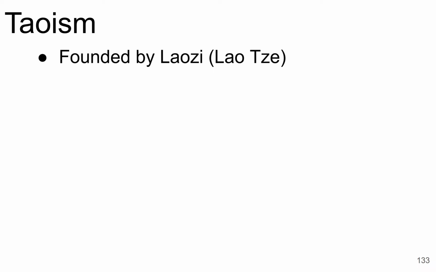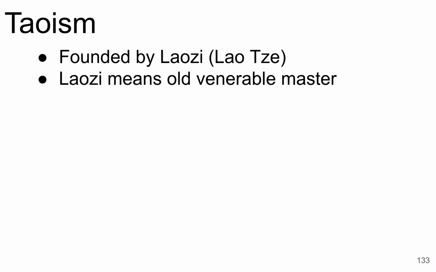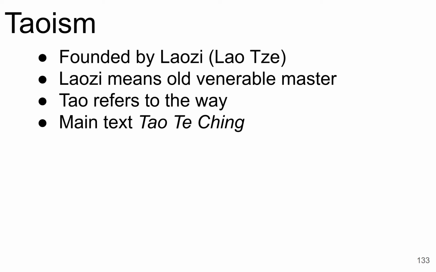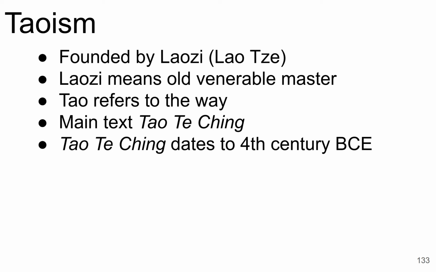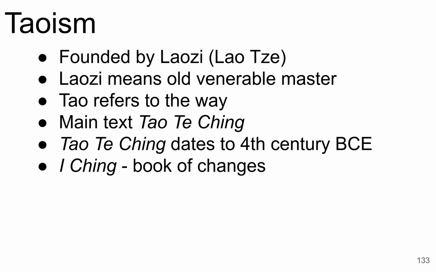in China, there was Lao Tzu, which means old venerable master, or maybe, depending on the translation, also might mean Mr. Baby. The word Tao refers to the way, meaning path, like a walking path. I'm on the way, and also making your way through life, your path through your life. The main text is the Tao Te Ching. The Tao Te Ching dates to the 4th century BCE.